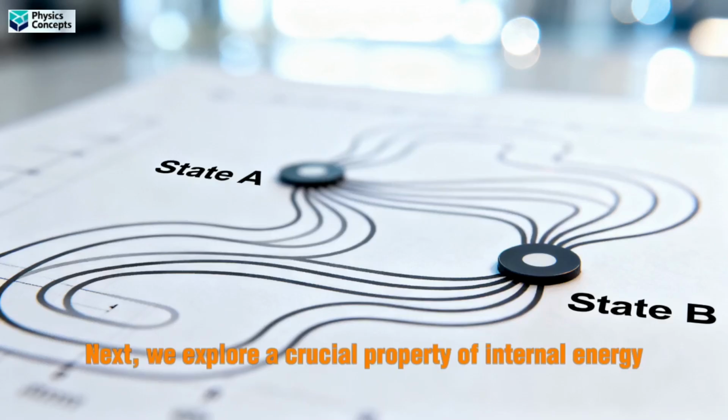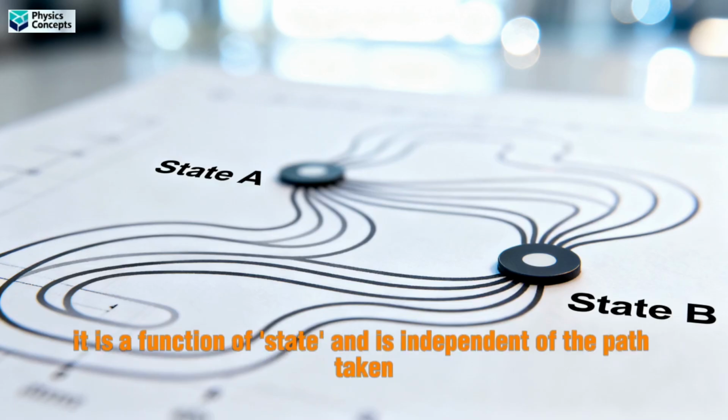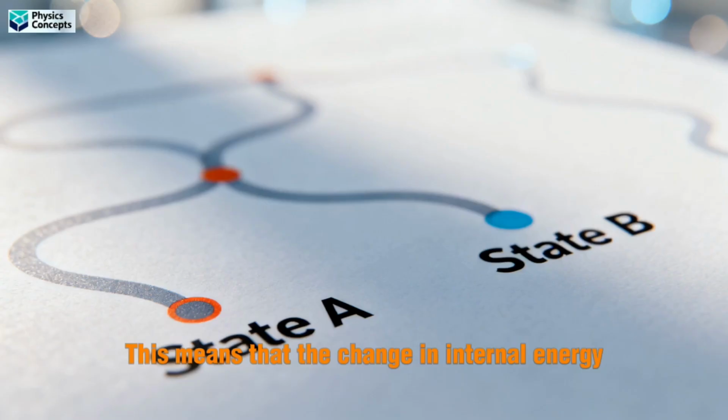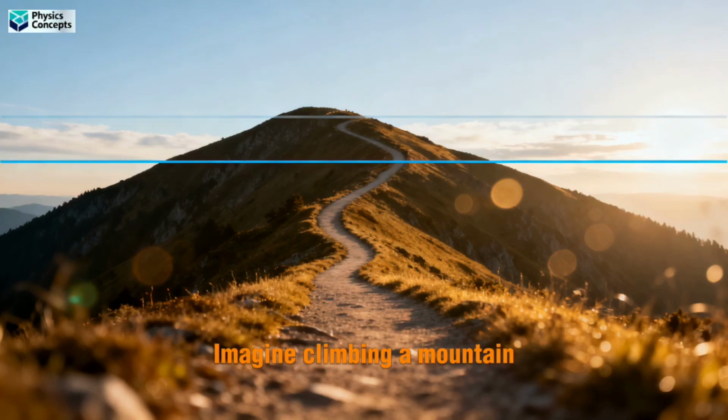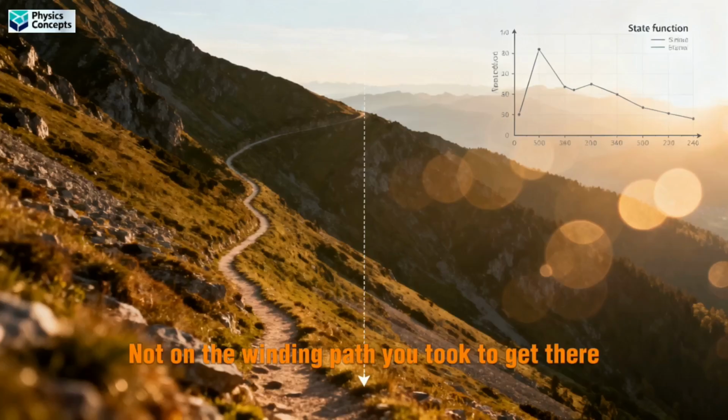Next, we explore a crucial property of internal energy. It is a function of state and is independent of the path taken. This means that the change in internal energy depends only on its initial and final states, not on the specific process. Imagine climbing a mountain. The change in your potential energy depends only on your starting and ending altitudes, not on the winding path you took to get there. Internal energy behaves similarly.